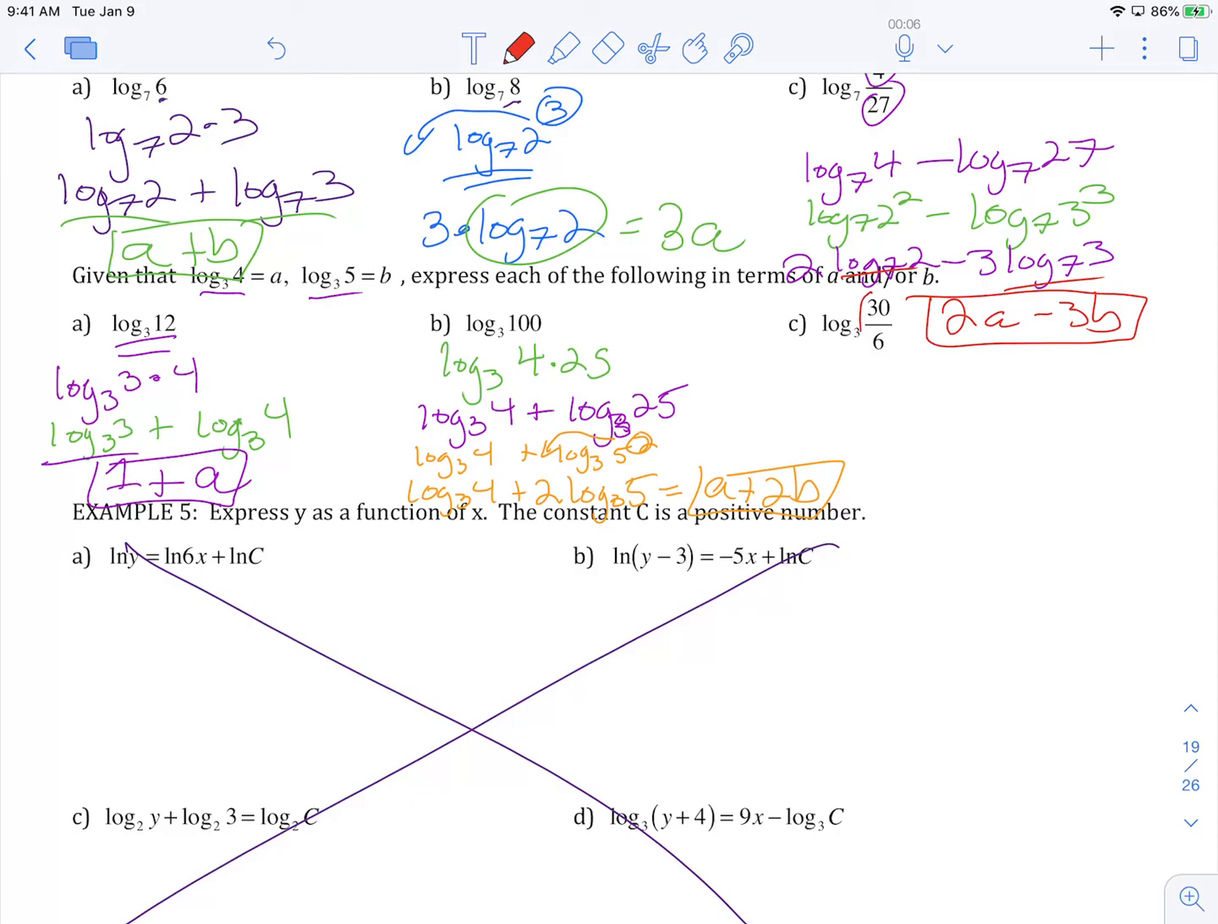All right, this one's kind of an easy one, right? 30 divided by 6 is 5, so we have log base 3 of 5 already without doing any work. Actually, the reason why this is up here, there's a lot of students who want to try to make this harder than it seems, and sometimes the answer is right in front of you.